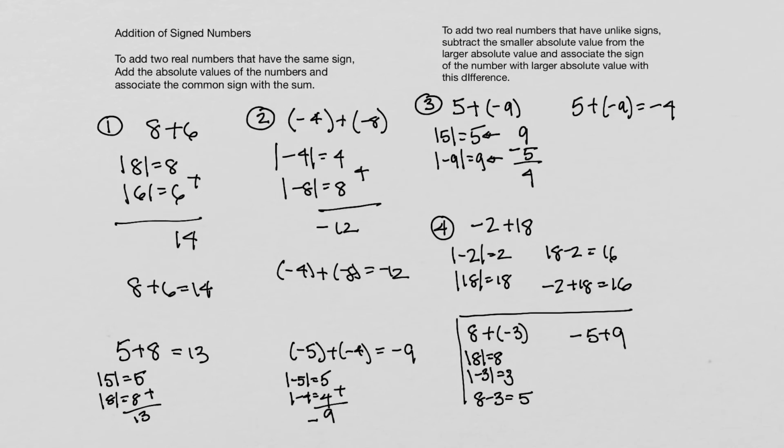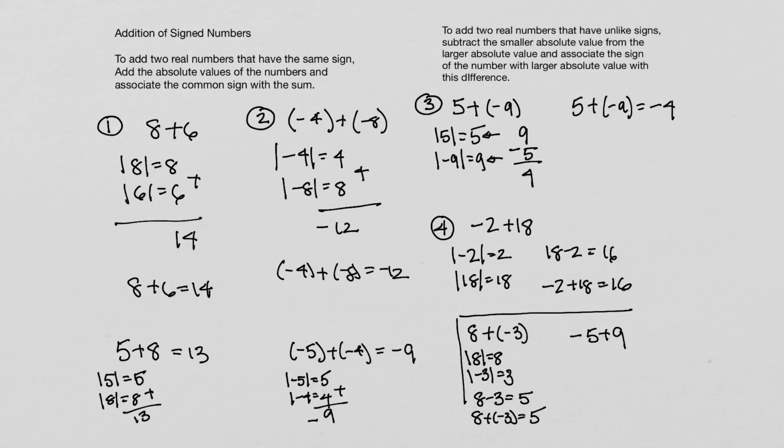And with that 5, we're going to associate the sign of the number with the larger absolute value. Now, the number with the larger absolute value is 8, right? That's positive. So with this 5 here, we're going to put this number sign positive. So we're going to have positive 5. So there we go. 8 plus negative 3 is 5. It is 5, so let's write it. We're going to have 8 plus negative 3 is 5.